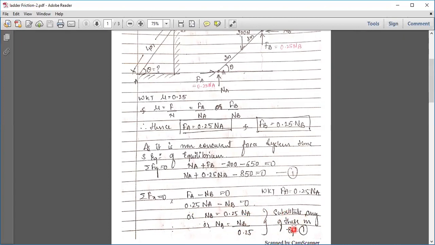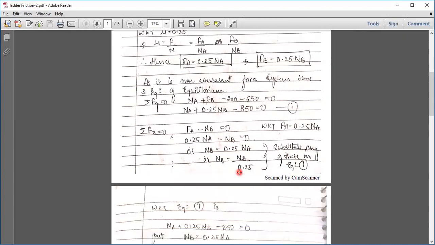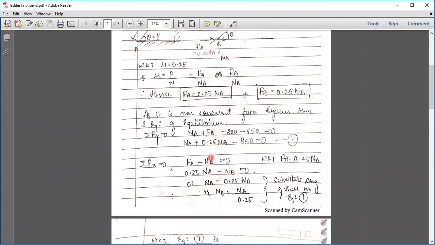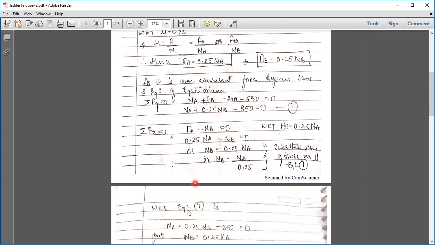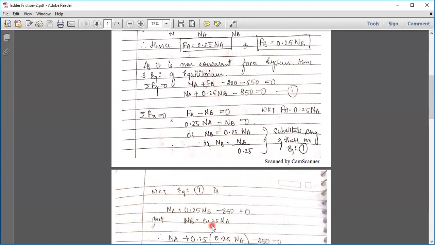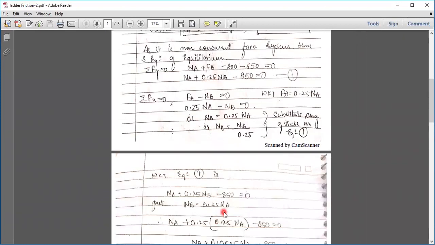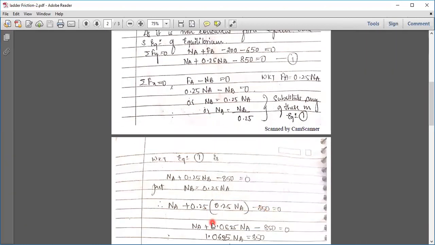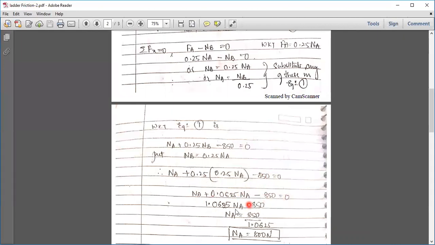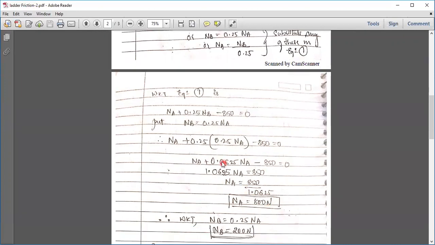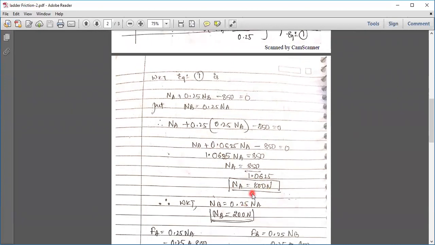I'll substitute any of these in equation 1 to resolve this equation. So what I'm doing is I'm considering NB is 0.25 times NA in equation 1. So I have NA as it is, then NB is 0.25 times NA. On substituting in this equation, I get only NA as unknown, and I get the value of NA, that is 800 newtons. Okay, and I'll substitute NA in the NB equation.